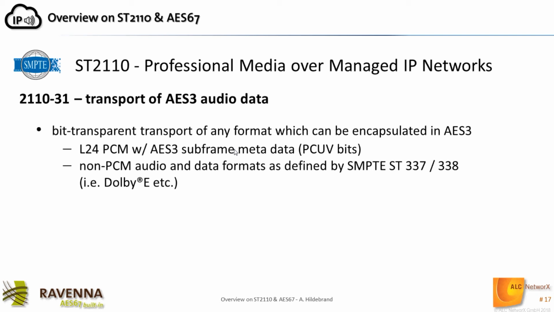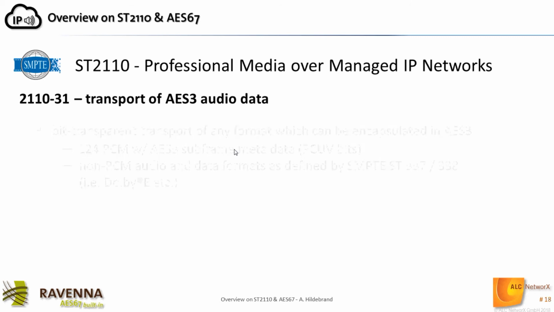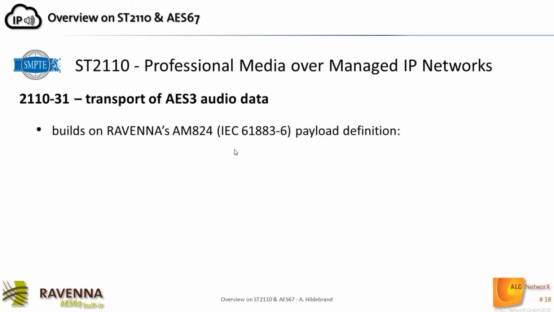And the interesting thing is the -30 document is fully built on Ravenna's AM824 payload definition, which in turn is related back to the IEC 61883-6 standard. So Ravenna was always capable of transporting full AES3 signals in a bit transparent fashion, and SMPTE simply had a look at this document and transformed it into a SMPTE language standards document, and so the -31 document resembles Ravenna's AM824 definition, which has been in place since the very beginning of Ravenna, and is also already implemented by quite a lot of Ravenna devices.